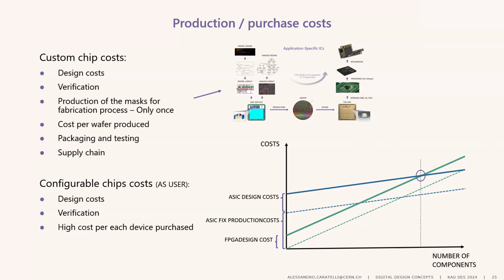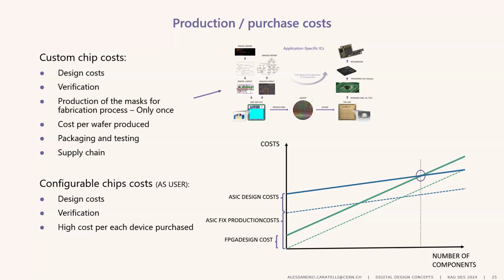Yes, the number of pieces that you produce. For an FPGA, if you need, I don't know, 100, you buy 100 FPGAs and you pay for these 100. If you're doing an ASIC, instead, you pay a fixed cost of production that depends on the process you're using. It can be, I don't know, $100,000 or $10 million, depending on the process.